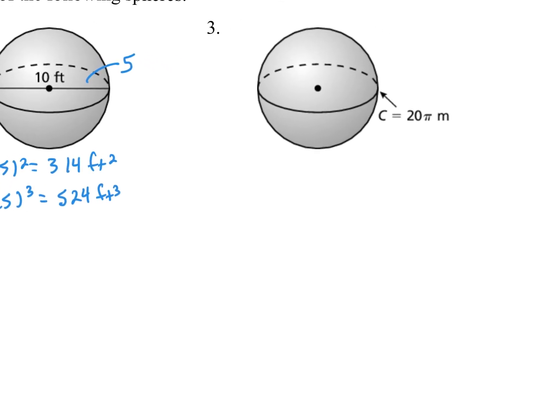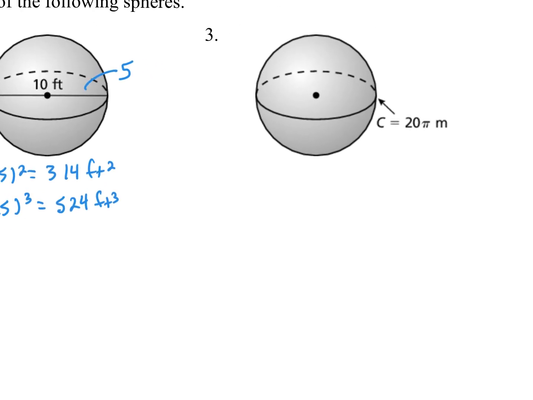And then finally, number 3, this gives us the circumference. C is circumference. We need to find the radius. So 2 pi r is the formula for circumference. It equals 20 pi, which they gave us over here. So for 20 pi, we need to solve for r, so we'll divide both sides by 2 pi. So r is 10, so the radius is 10.